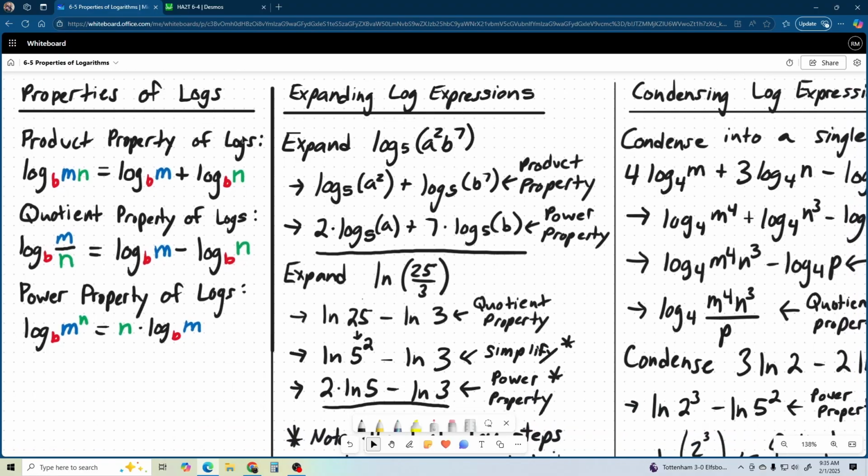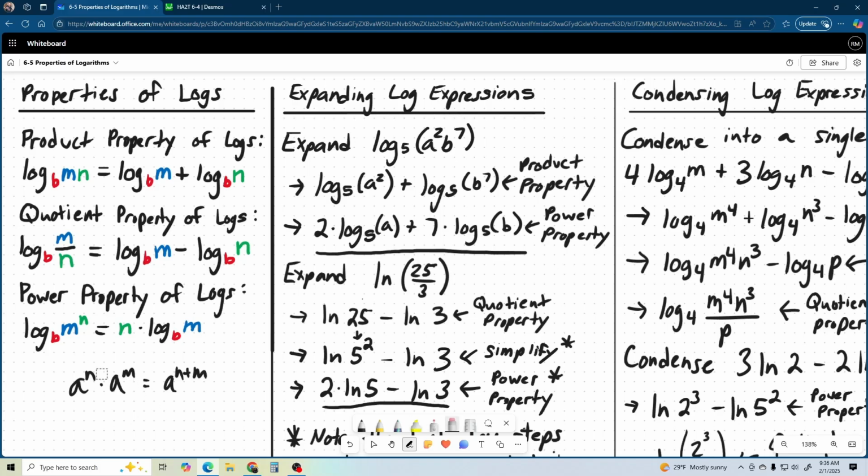Now, when you're thinking of the properties of logs, you really need to think of the properties of exponents because, like I said, they're very, very similar, right? So before, when we would have a problem, and I'm just going to do this down here, and then I'll relate it up to the top, if we have a to the n times a to the m, this equals a to the n plus m. And this was called the product property of exponents.